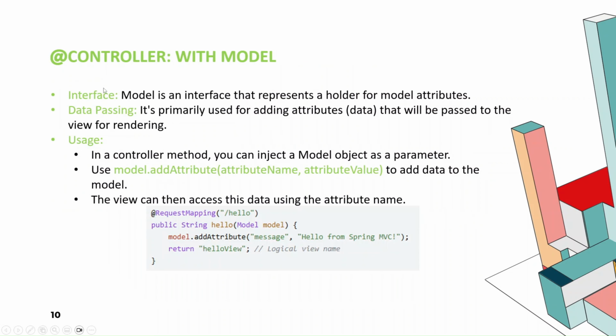So here is an example, the controller with Model. I already showed you how to use Model at the method level. It's an interface and we use it to pass the data to the HTML. Basically we use model.addAttribute, providing the attribute key and value. That attribute key we're going to use in the HTML. This is the sample code, but I have already explained how to use Model just now.